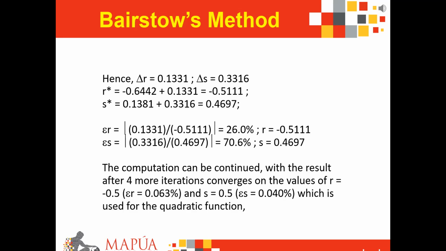The computation can be continued with the result after 4 more iterations, converging on the value of R to be equivalent to negative 0.5, having an error of 0.063%, satisfying our terminating condition, and an S value of 0.5, having an error of 0.04%, which then satisfies our terminating condition, which leads us to a given quadratic equation equal to x squared plus 0.5x minus 0.5.